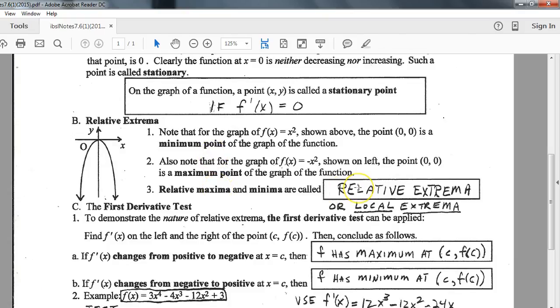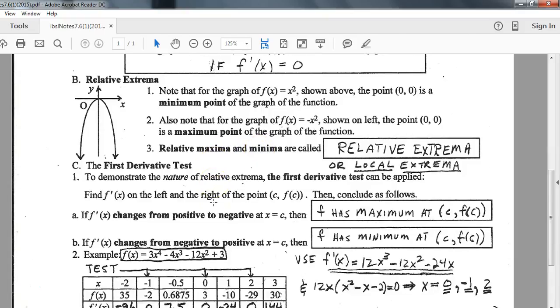So relative extrema or local extrema are just stationary points, and those are maxes or mins. Automatically, as soon as you see the word max or min, you have to connect that to this, which means at that point, my derivative equals 0. And so that's the key concept you've got to make sure you take away from this. Anytime you have a max or a min, your derivative equals 0.